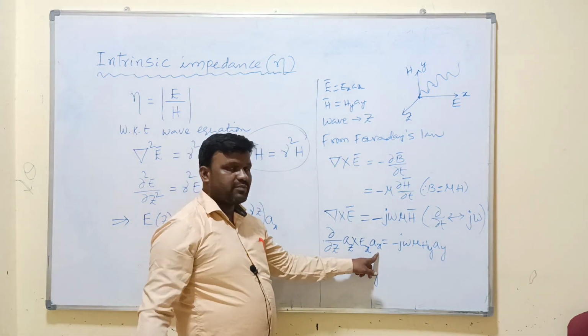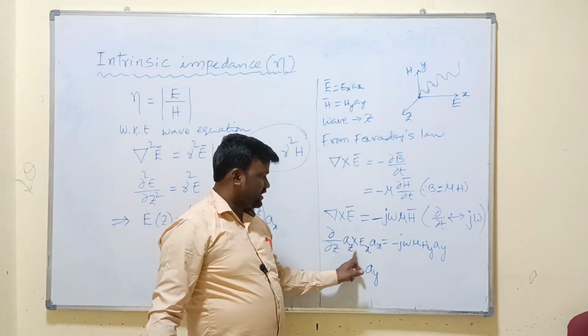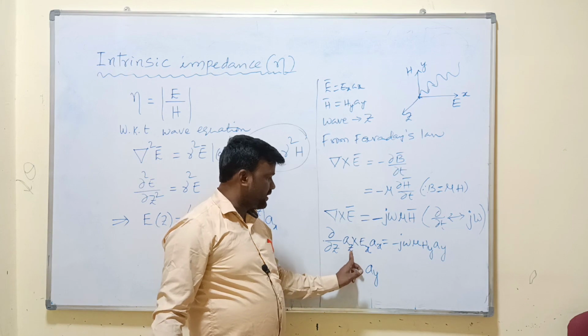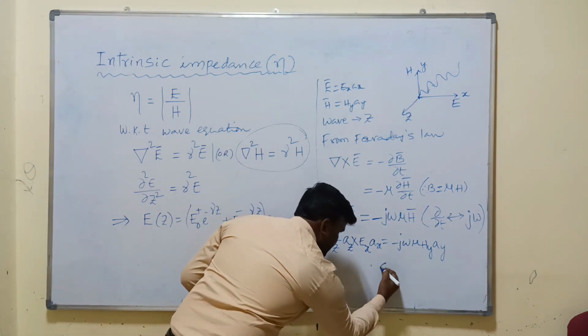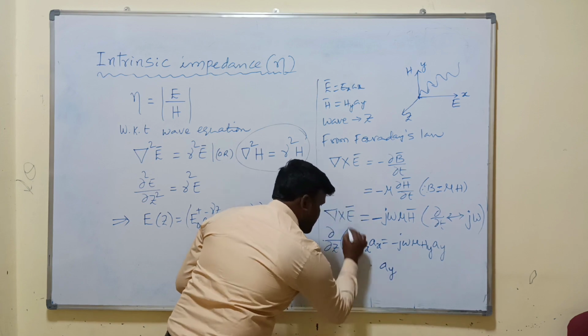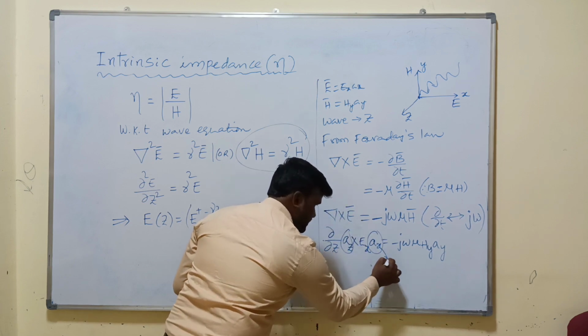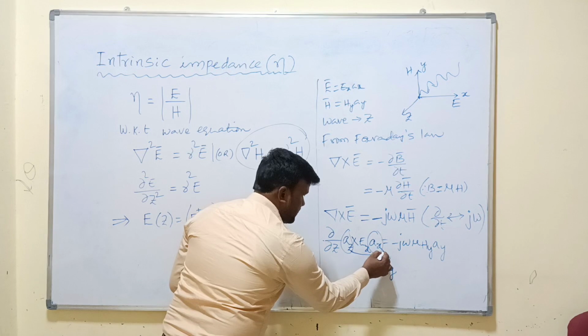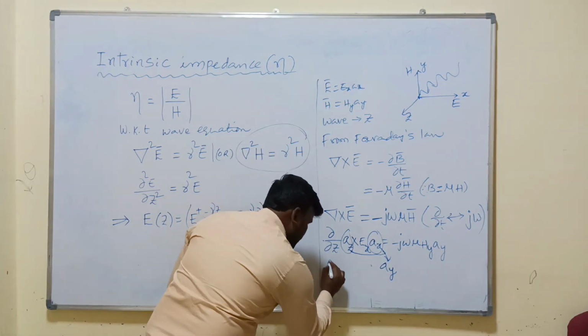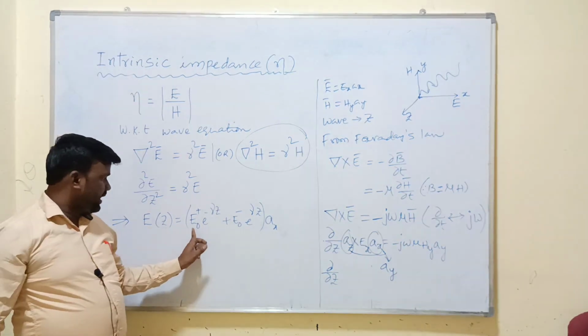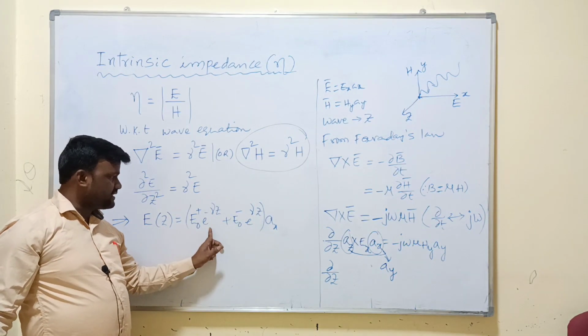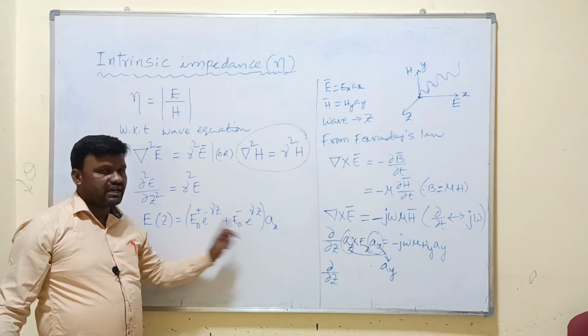Z and X are perpendicular to Y. The cross product gives another vector that is perpendicular to both Z and X. Dou by dou z of, I am writing this, Az cross Ax, and Az cross Ax is Ay. And dou by dou z of what is Ex? Here the magnitude of E is E naught plus e to the power minus gamma z plus E naught minus e to the power gamma z.